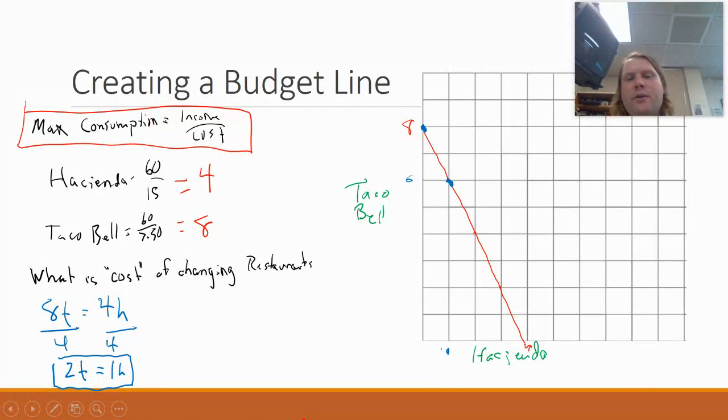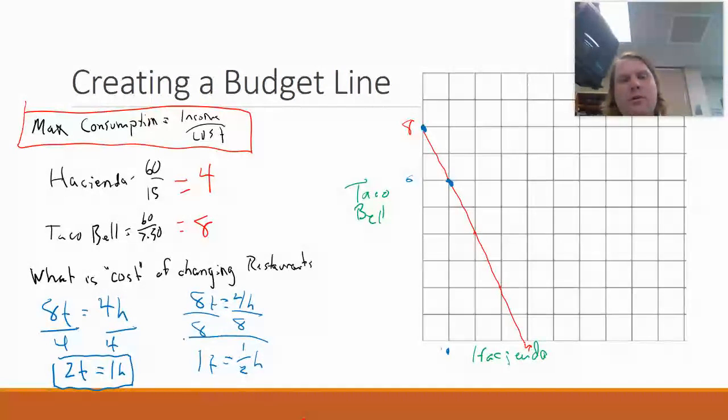All right, we can flip it too. Let's say, okay, well, how much Hacienda do I got to give up to go to 1 Taco Bell? So I'm going to set up my equation again. 8T equals 4H. Now let's solve for T this time. Divide by 8, divide by 8. 1 Taco Bell trip costs me a half of a Hacienda trip. Put a box around that. These are always going to be reciprocals. That's an easy way to figure that out.